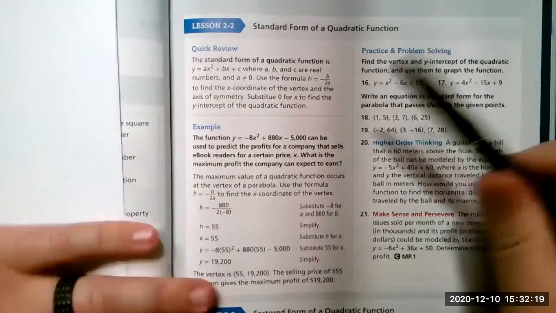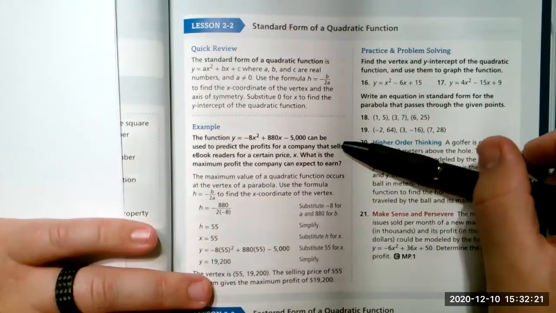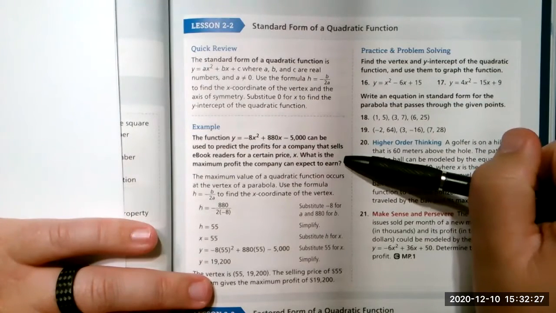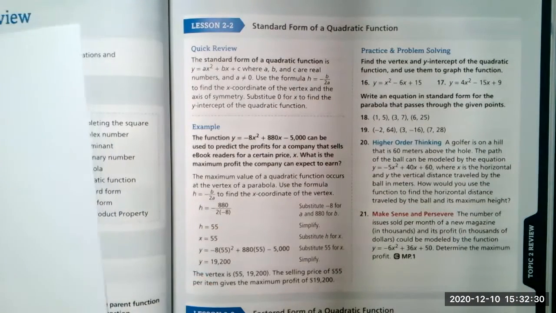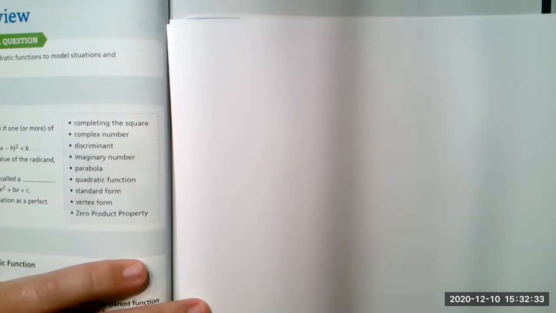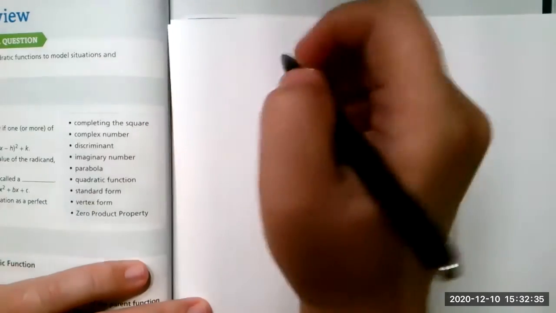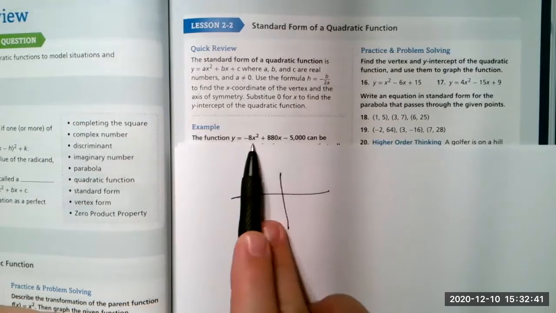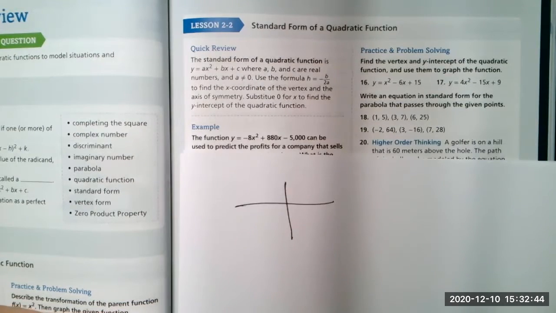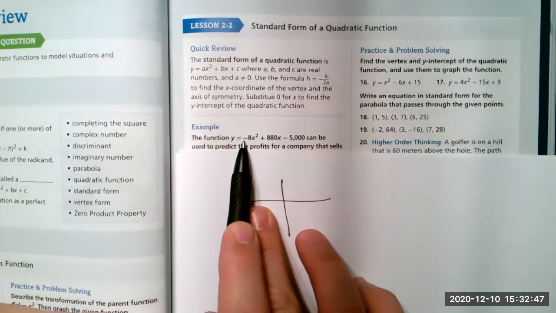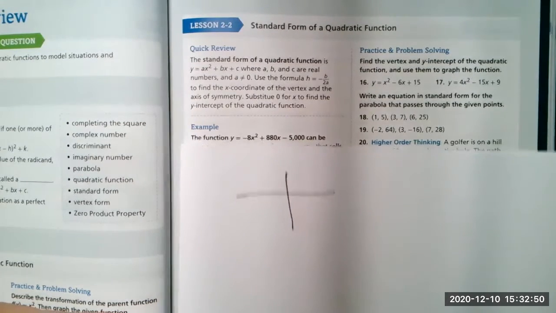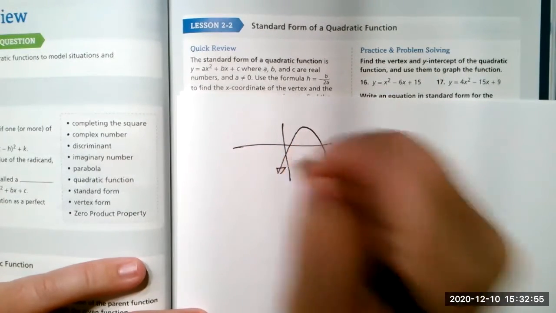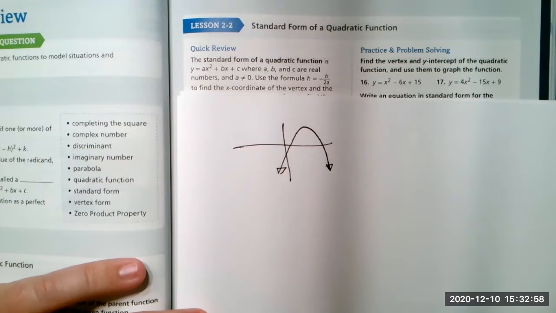So for the first example, this function can be used to predict the profits for a company that sells ebook readers for a certain price, x. What is the maximum profit the company can expect to earn? So what I want to write here is when they use these keywords like maximum profit, this is what they're talking about. They gave you that really crazy quadratic, right? And again, I'm not super concerned about it. But notice that that quadratic is negative. That leading coefficient is -8. So I know if I graph this, it would look something like this, right? It would be a negative quadratic, it would be a frowny face, and it would look something like that.